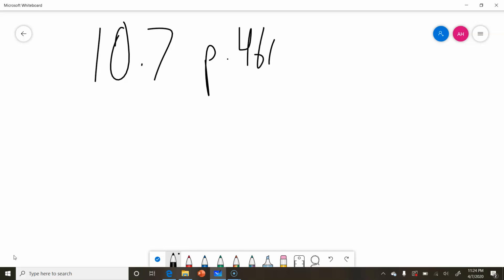Here, we are going to start a new lesson. We are already on 10.7, so if you want to follow along, this is around page 460. What we're going to be talking about today is called histograms, okay?